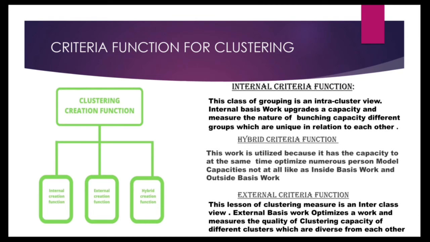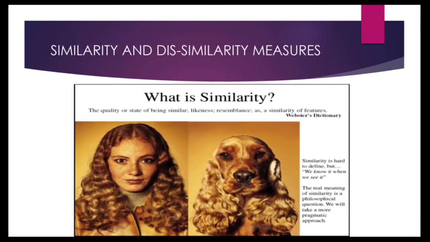Now the last one, the external criteria functions. This is a clustering measure with an inter-class view. External criteria optimize a measure of the quality of clustering, the capacity of different clusters which are diverse from each other. Now let us move on to the last topic of my presentation, similarity and dissimilarity measures.